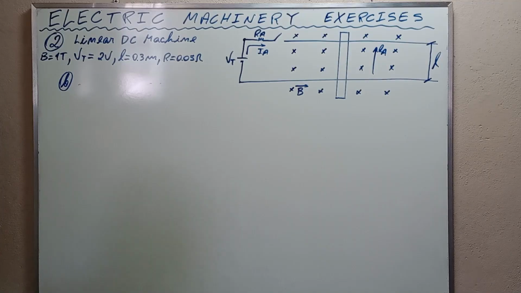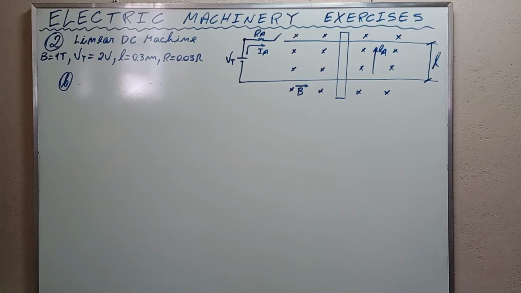What does letter B want? Let's read it again. Now suppose that a mechanical load of 4 newtons directed to the left is applied to the moving bar. In steady state, determine the speed, the power delivered by Vt, the power delivered to the mechanical load, the power lost to heat in the resistance Ra, and the efficiency. Alright, my friends, this is what we are going to calculate for letter B.